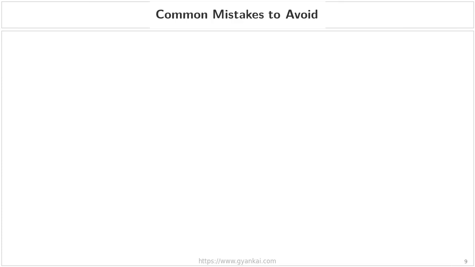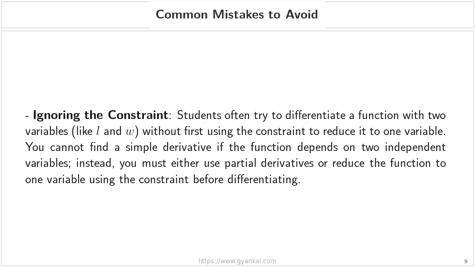Common mistakes to avoid. Now that we have walked through the practical examples of the rectangular garden and the cylindrical can, let us discuss some common pitfalls to ensure you avoid them in your exams. First, be careful about ignoring the constraint. A frequent mistake students make is attempting to differentiate a function that still contains two variables, such as length and width. As we saw in our previous examples, you cannot find a simple derivative if the function depends on two independent variables. You must first use the constraint equation to express the objective function in terms of a single variable before you begin the differentiation process.